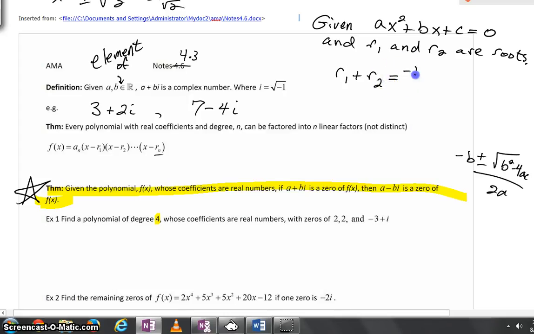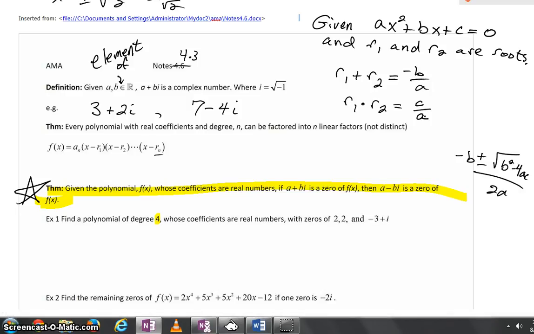I wouldn't be surprised if kids were silent because it's really not taught. R1 plus R2, amazingly, add up your two roots, you'll get opposite B over A every single time. If you want, I'll prove that to you later. It might seem a little hard to believe at first. Furthermore, if you multiply your two roots together, guess what you're always going to get? C over A. C over A. So the addition of the two roots will always be the opposite of B over A.